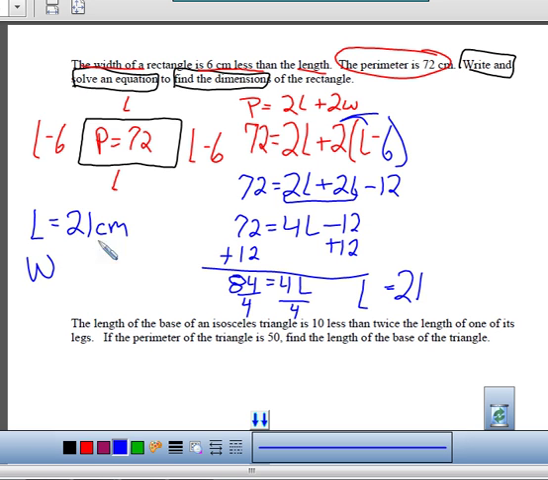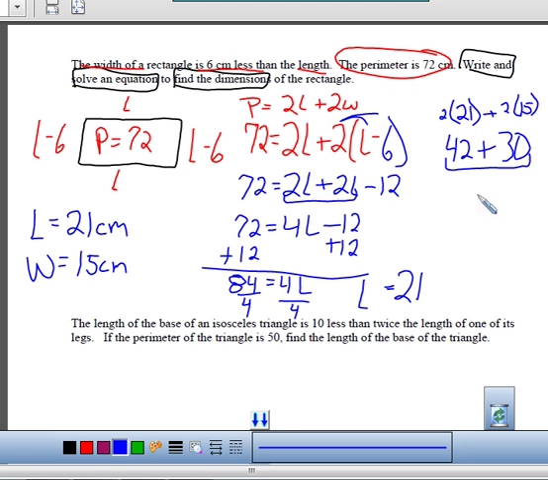The width is 21 minus 6. Well, what's 21 minus 6? 15 centimeters. Alright, so now, to do the check, I've got 21 times 2 plus 15 times 2. So 2 times 21 is 42 plus 30. Does that equal 72? It does. It checks. Alright, so there's one example.